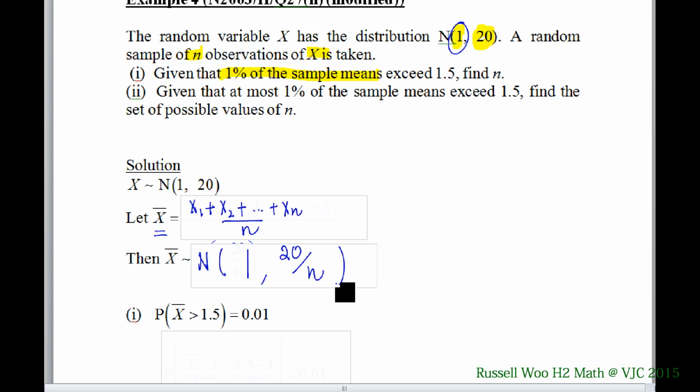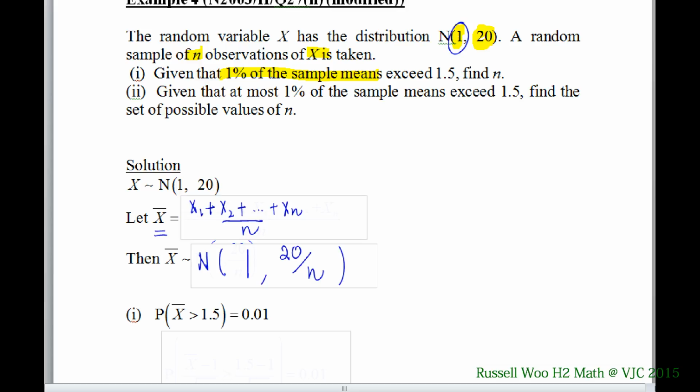You are given that 1% of the sample means exceed 1.5. Now, this kind of 1% thing always comes out. You should have the ability to convert it into a probability. That means what we are saying is this statement: the probability that the sample mean exceeds 1.5 is 0.01. In the long run, 1% of the means will exceed 1.5. It has the same meaning.